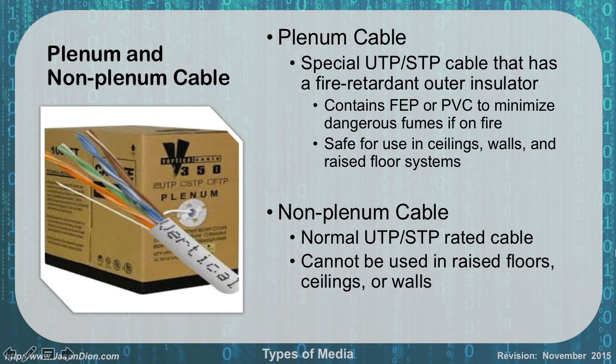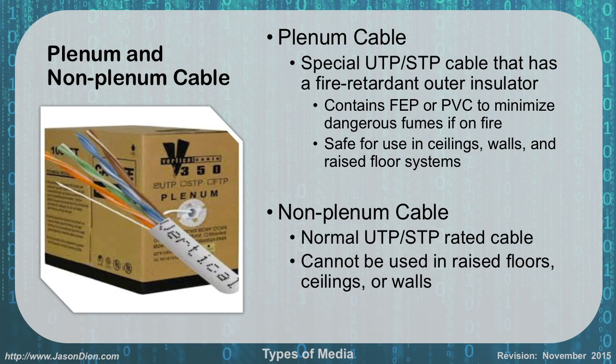So we have two types of cable that we use. One is called plenum, the other one is called non-plenum. Plenum has a special fire retardant outer insulator put into the cable. This can be with STP or UTP, excuse me. And if you have plenum cable, it contains PVC or FEP to minimize dangerous fumes if it catches on fire.